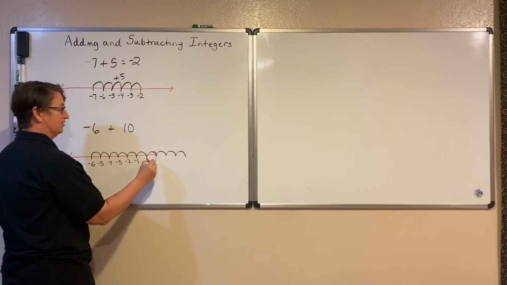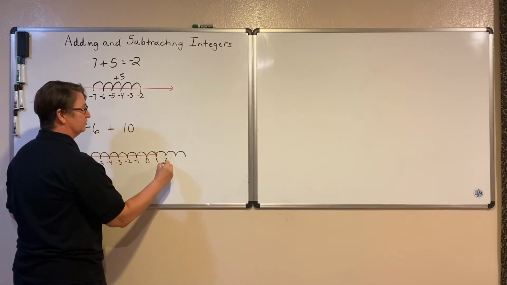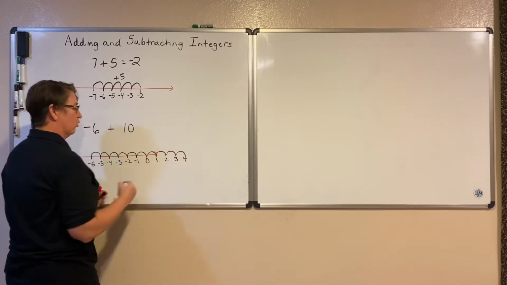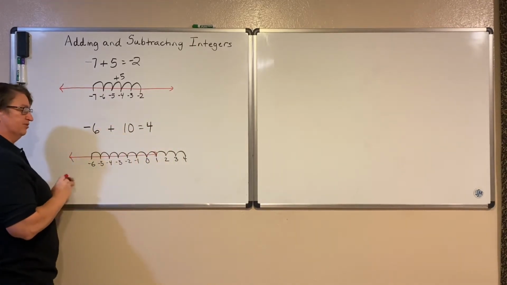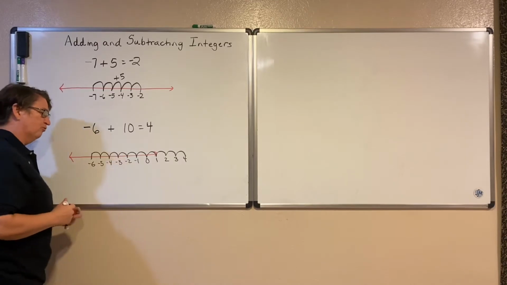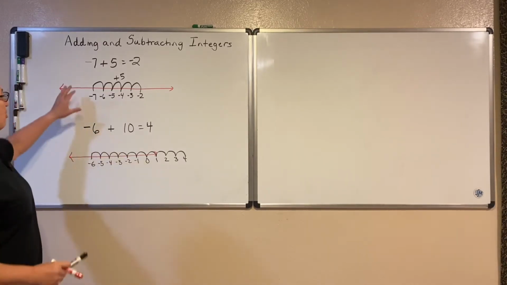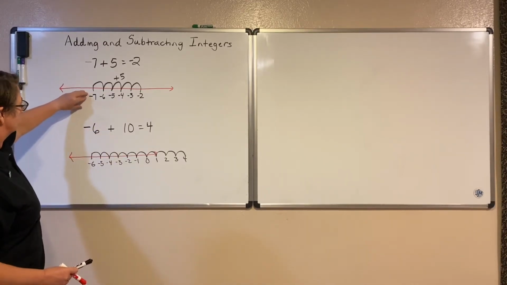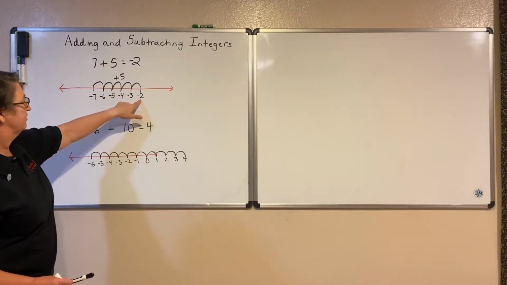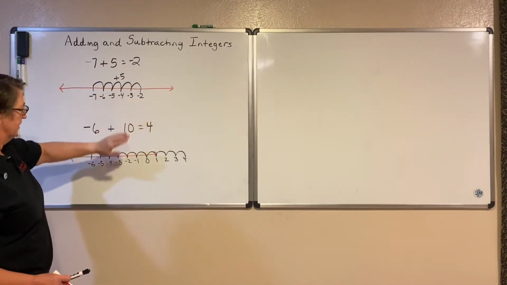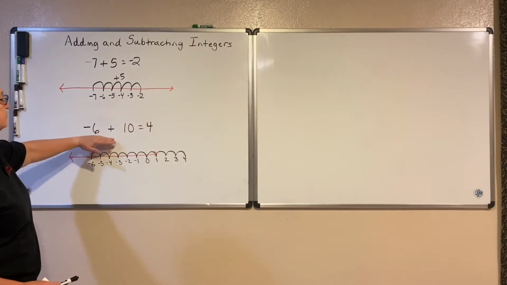Hey, this time I made it to positive land. 1, 2, 3, 4. So I'm sitting at 4. So -6 plus 10 is equal to 4. In both cases, notice that I started in negative land and I walked to the right towards positive land. Here I didn't make it, there I did.